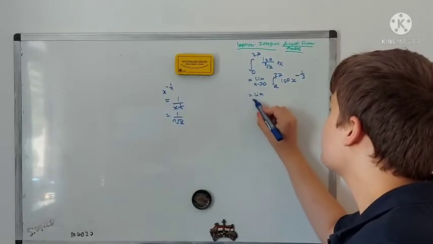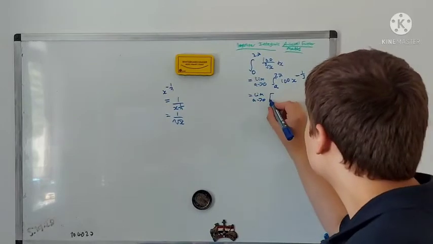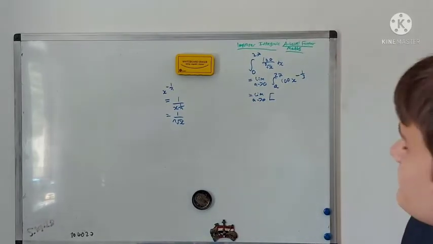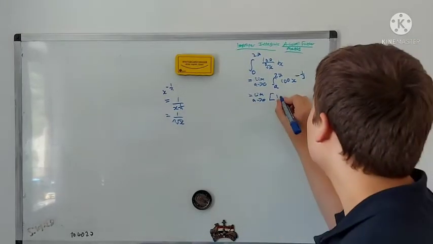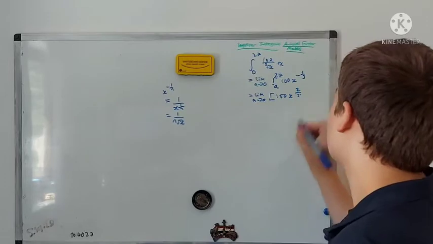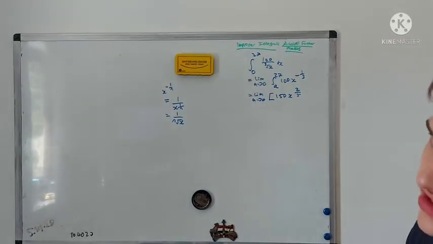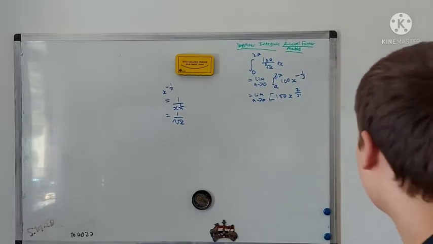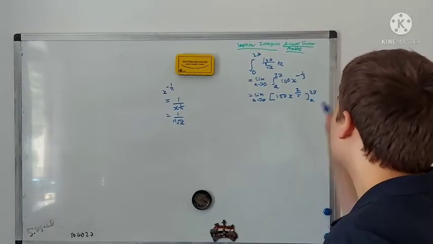Still got the limit as a tends to 0. This time I'm going to actually integrate it. So integrating that, adding 1 to the power and dividing by the new power. Adding 1 to the power, I get 2/3. 100 over 2/3, the same as 300 over 2, which is 150. Evaluate between a and 27.